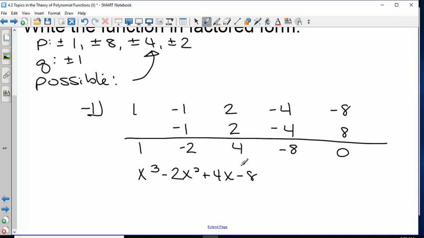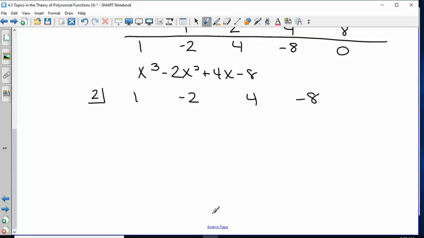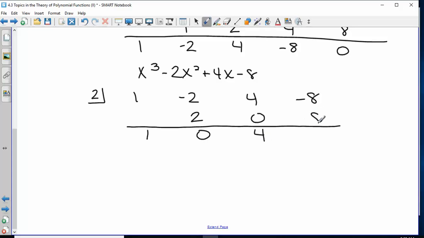Okay, now what? Okay, so we could do 2. One comes down, multiply and add. So there's a remainder, constant x and x squared, so we get x squared plus 4.